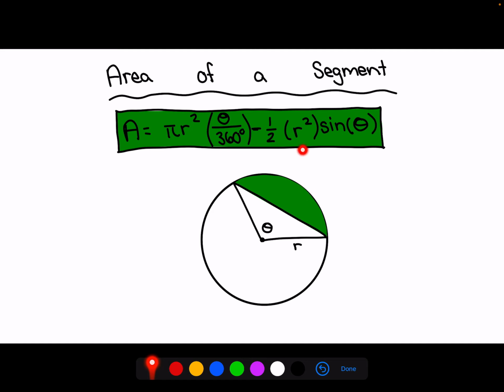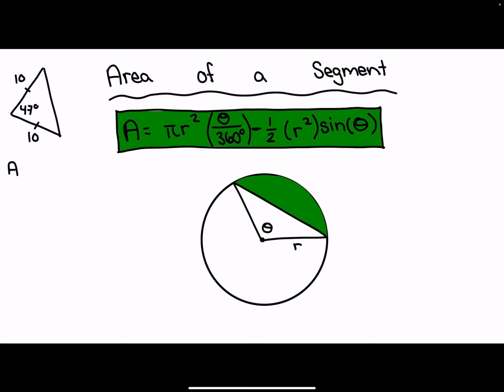But the difference is I'm subtracting 1/2 r squared sine of theta. Now you may be wondering, where did this come from? Well, this is just the area of any triangle. And this comes from when we were dealing with the law of sines, law of cosines, and area of triangles back when we were doing right triangle trig. And that comes from the equation area is equal to 1/2 A times B sine of C.